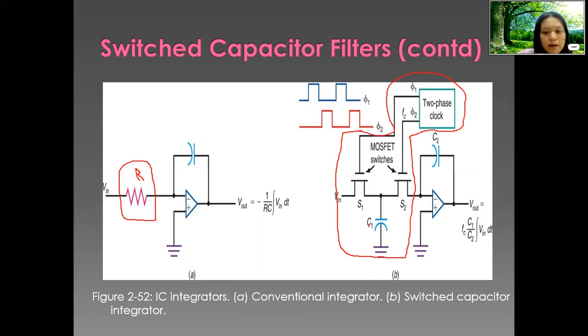Okay, and this MOSFET switch will be turned on and off to generate two phases. S1 will switch on and off to generate phase 1. For phase 2, it will switch on and off to generate the signal for phase 2.